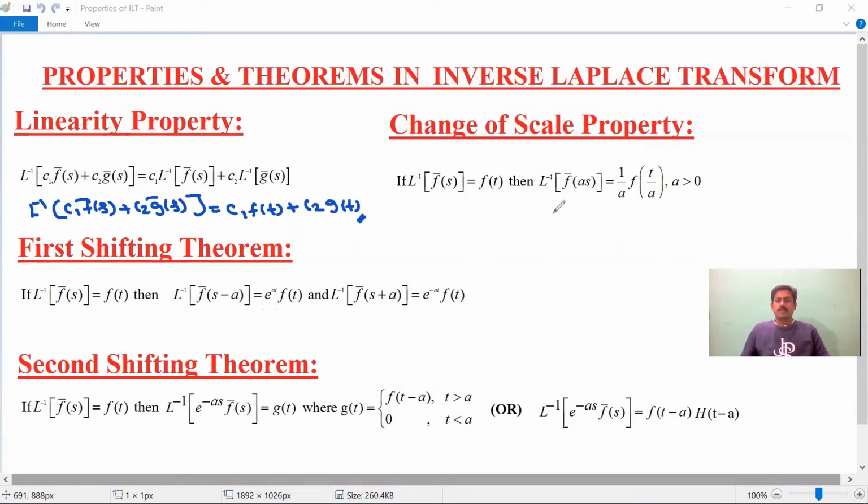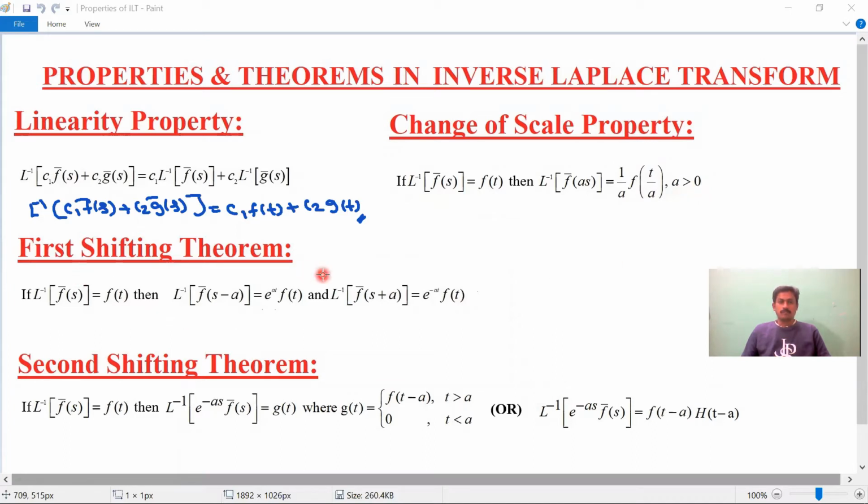Next, change of scale property. If L inverse of f bar of s equal to f of t, then L inverse of f bar of a s equal to 1 by a into f of t by a, where a is greater than 0.